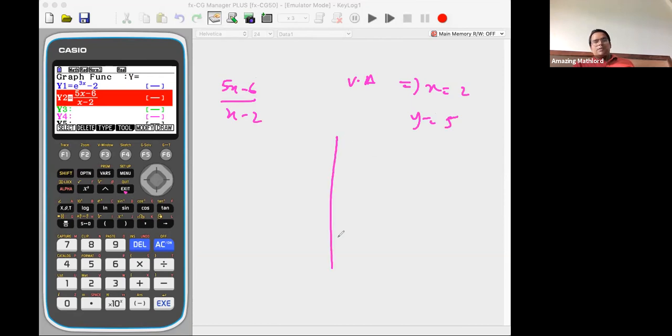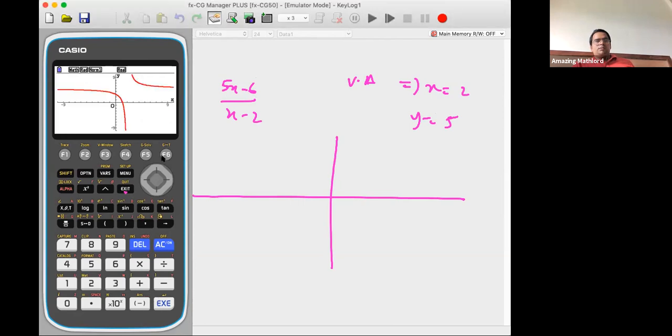Now when you're doing the final sketch, you've got to show the roots and y-intercept as well. So G-Solve, roots. If you do, you're going to get it at 1.2. So the root is at 1.2. G-Solve, y-intercept. So you get (0, 3).